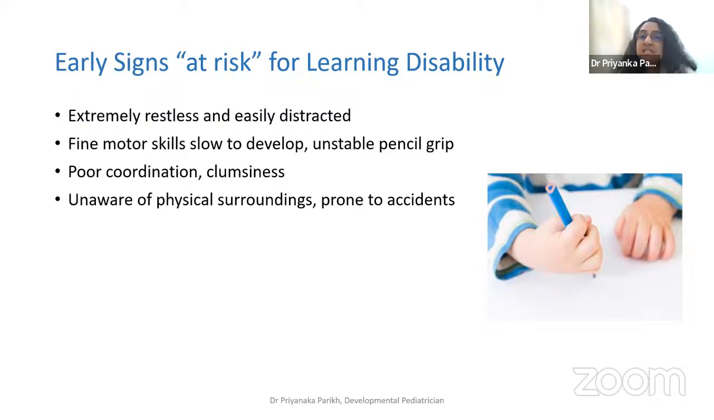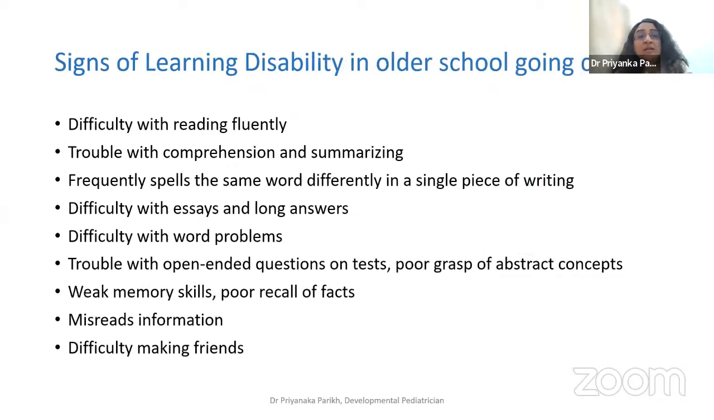So when we see these aspects in the child, it should ring alarm bells: am I looking at any aspect of learning disability? Let me look into more detail of what else the child is able to do and not able to do, and follow up. So there are also signs that we see in an older school-going child. Now when the child is in higher primary or in the secondary grades, what do we see?